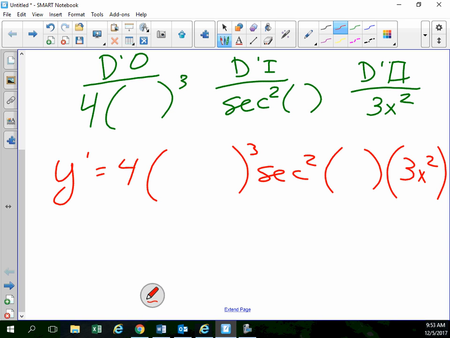Alright, let's start with this one. What was in this to start with? x cubed. What was in this one to start with?